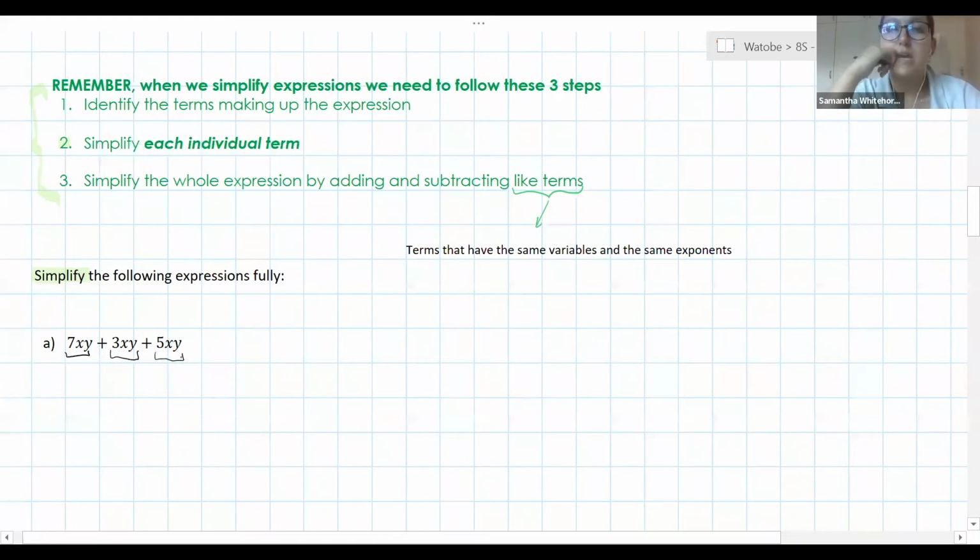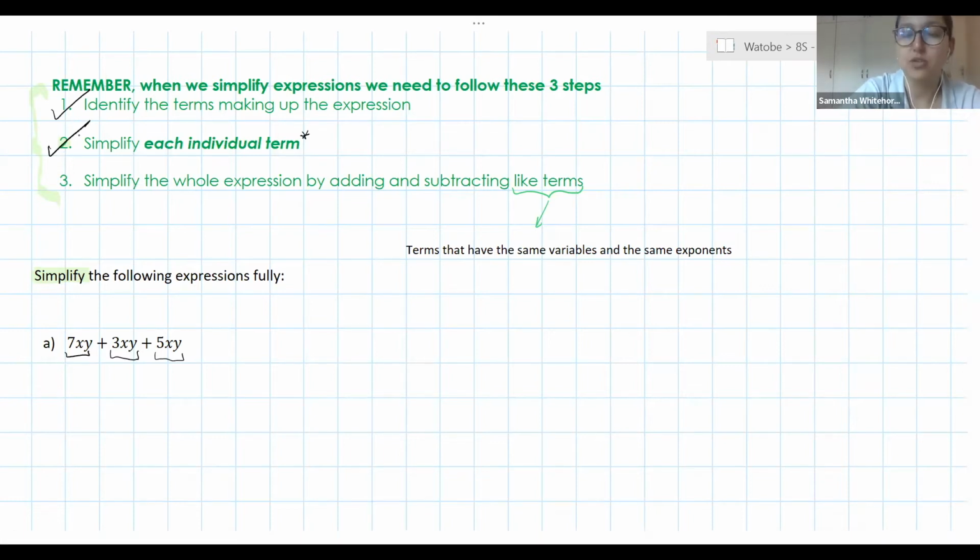Okay. Next thing I need to do, so I've done step 1, I've identified the terms that make up my expression. The next thing I want to do is simplify each term. Now, like I said, we don't always have to do this. Sometimes this is already as simple as it can get, and I can just move on to adding or subtracting my like terms. And if I look at question A, that's the case. I'm not dividing any of these terms. I'm not distributing anything into brackets. I'm not multiplying anything. So in terms of simplifying each individual term, that has been done for me. There's nothing more I can do with the individual terms as they stand.